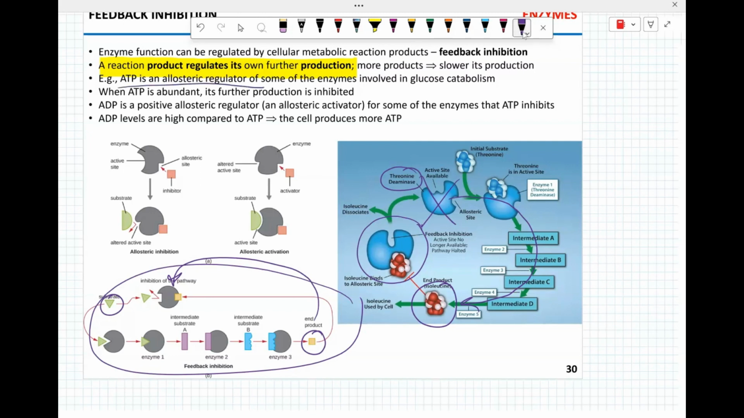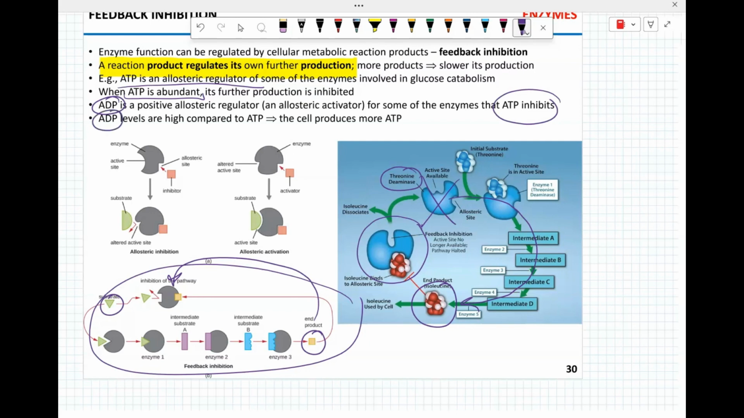ATP serves as an effective allosteric regulator, inhibitor, or activator of many enzymes involved in the metabolism of glucose. Generally speaking, the abundance of ATP results in the reduction of its synthesis. In other words, ATP inhibits many reactions in the process of glucose metabolism, slowing down ATP production. On the other hand, ADP, which is the product of ATP breakdown, if you remember, works as the positive regulator for many enzymes that in turn are inhibited by ATP.